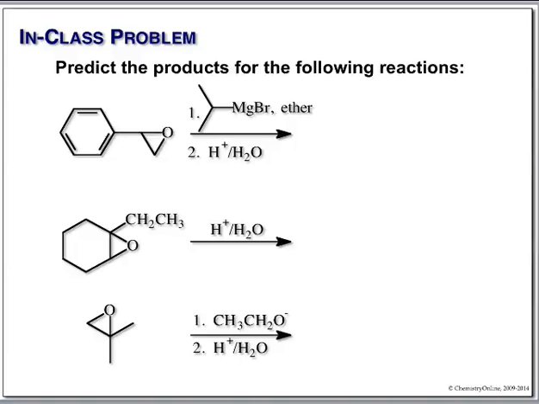So when you draw the product, we're going to make an alcohol, aren't we? This is going to be an OH. On one side, we will have a benzene ring. This carbon is going to be attached to our Grignard reagent. So this is going to be a CH2 and then our isopropyl.